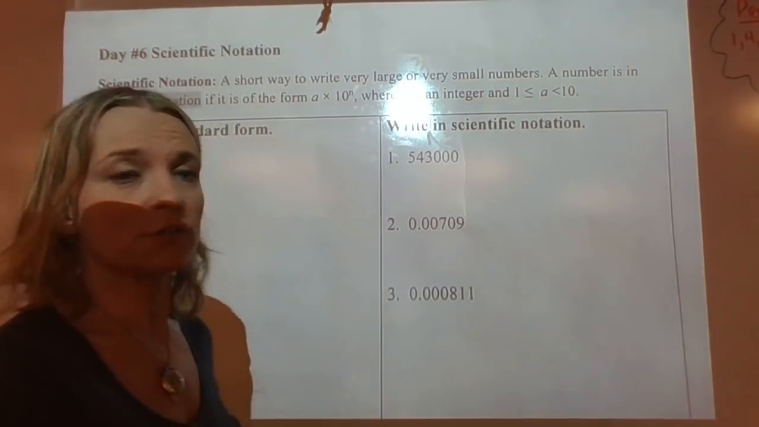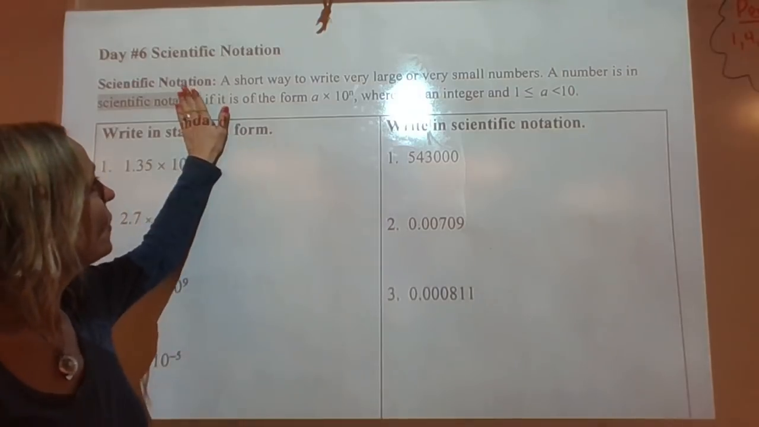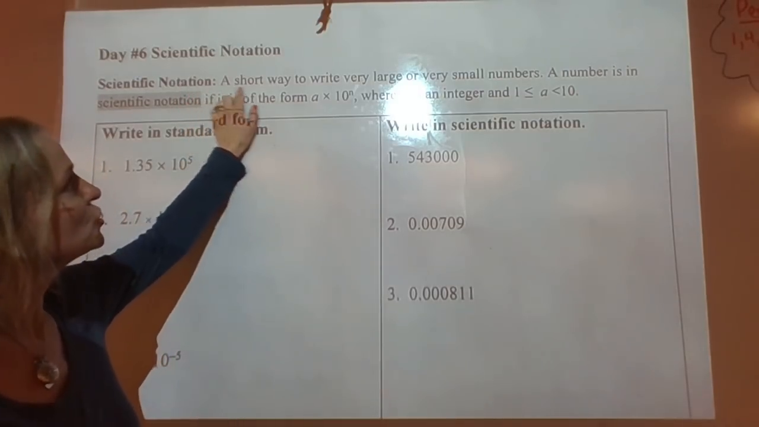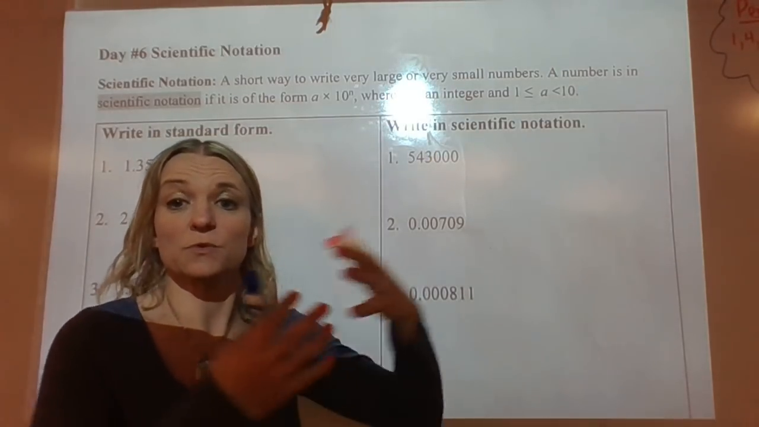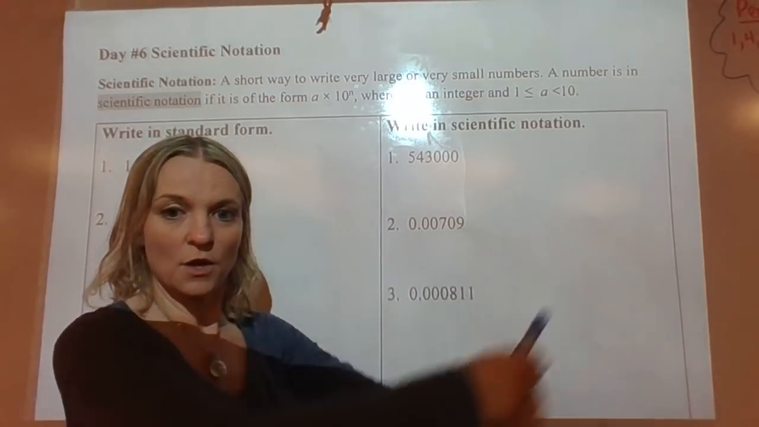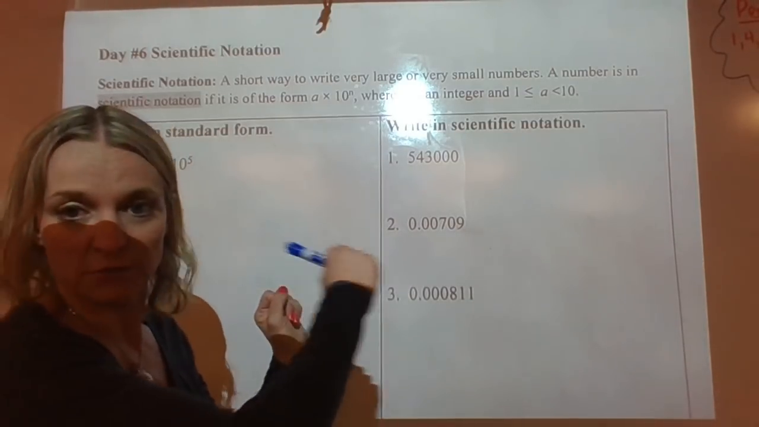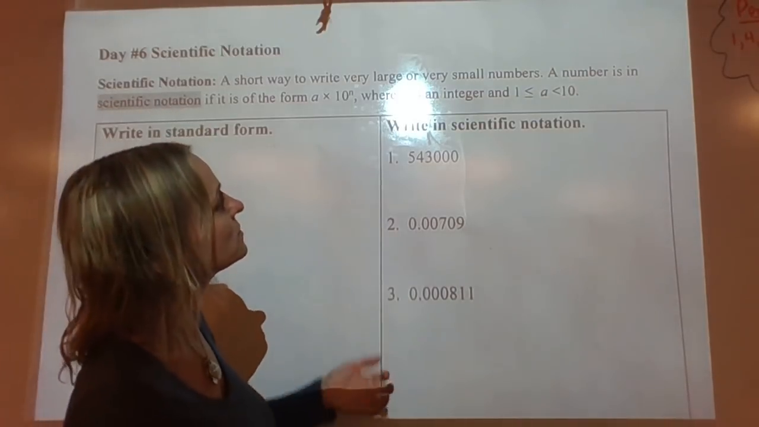Okay, class, go ahead and turn to your Day 6 notes on scientific notation. What scientific notation is, it's a short way to write very large or very small numbers. We're talking numbers with lots of zeros in them, whether they're really big with lots of zeros at the end or really small, like 0.000, etc. Okay, so this is just a different way of writing numbers.